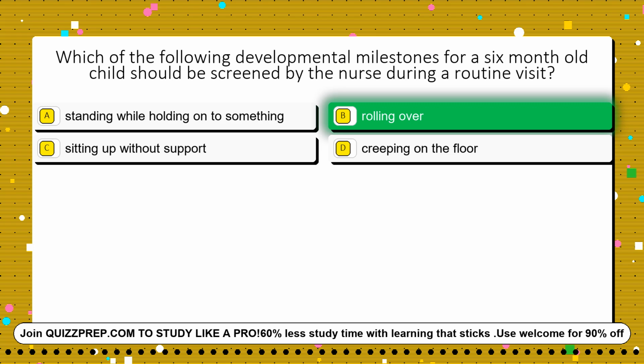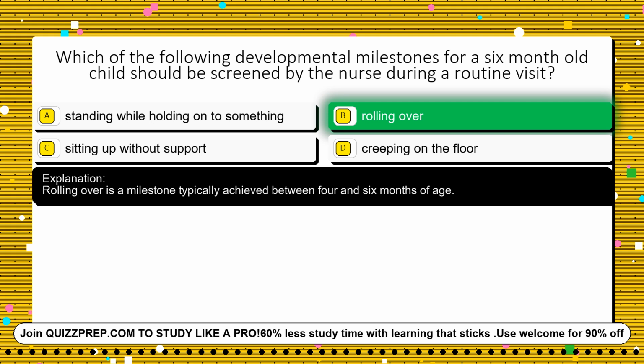The correct answer is option B, rolling over. Rolling over is a milestone typically achieved between 4 and 6 months of age.